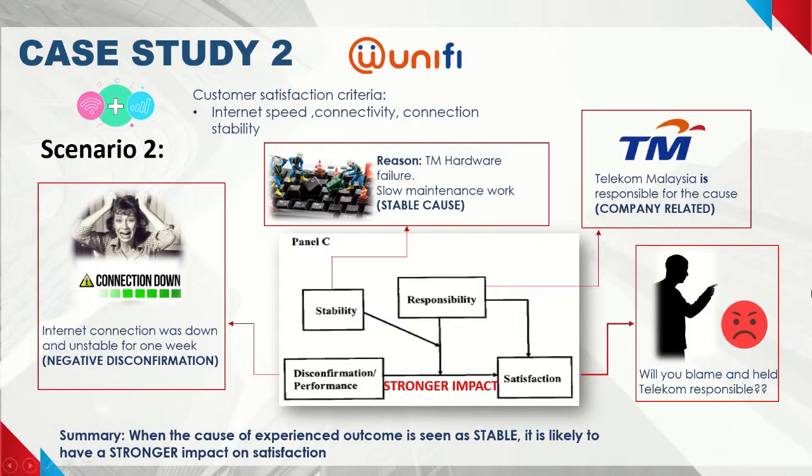From the scenario above, will you blame and hold Telekom Malaysia responsible? Yes, we will, because Telekom Malaysia is perceived to be responsible for the outcome of our negative disconfirmation, and the cause of maintenance is stable. In this scenario, the dissatisfaction is stronger compared to the thunderstorm scenario. In summary, when the cause of the experience outcome is seen as stable, it is likely to have a stronger impact on satisfaction. Now I pass to my team for the conclusion.